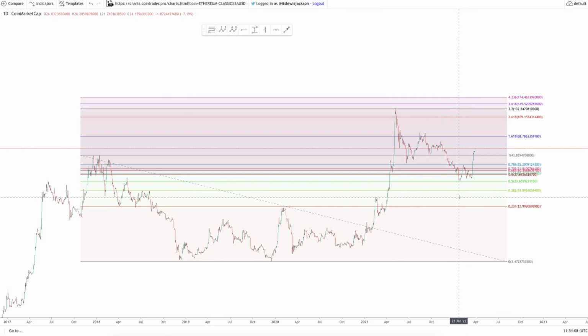The third golden rule is that we have to be in the 0.236 zone. The 0.236 zone is right in here, this red zone. And Ethereum Classic again is not in this zone. So what does that mean for me? Well, it means it's not a coin that I'll be getting into.